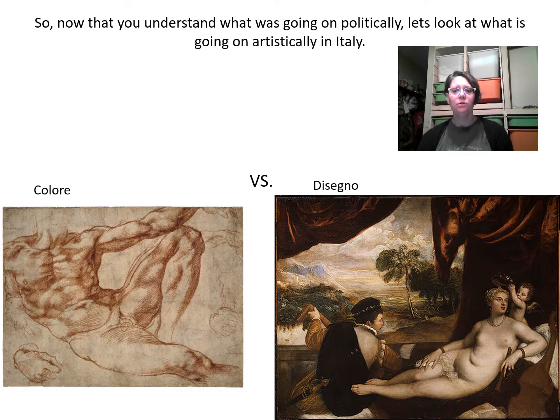So now that you understand what was going on politically in Italy and throughout Northern Europe, let's look at what's going on in Italy in terms of those two schools of thought that I talked about in terms of artwork. School of thought number one is the disegno style. It's the style that Michelangelo, Leonardo, Raphael used to create paintings. It is the school of thought that is used on the left-hand side, what you're looking at is a drawing of the creation of Adam.